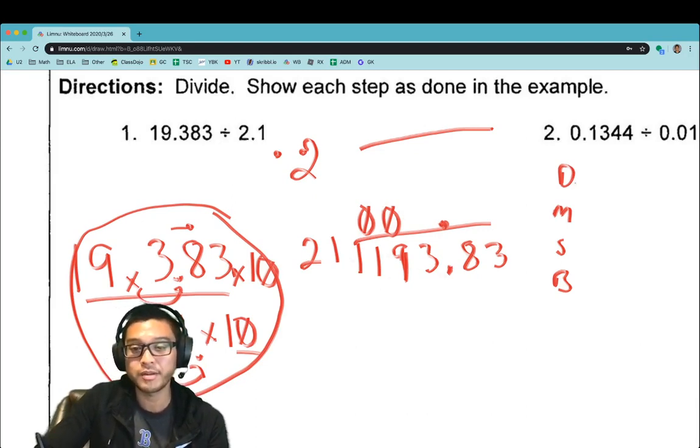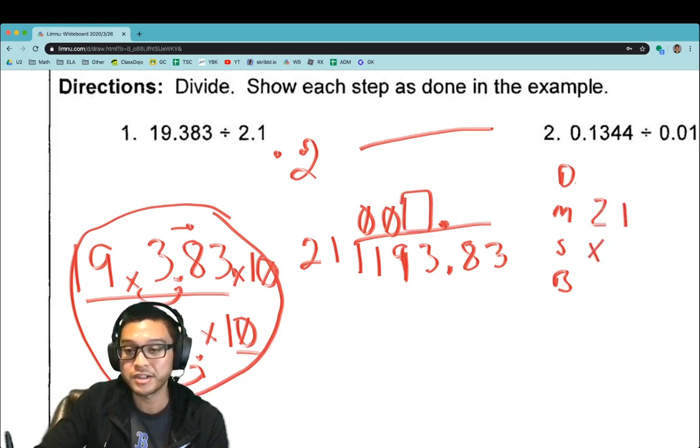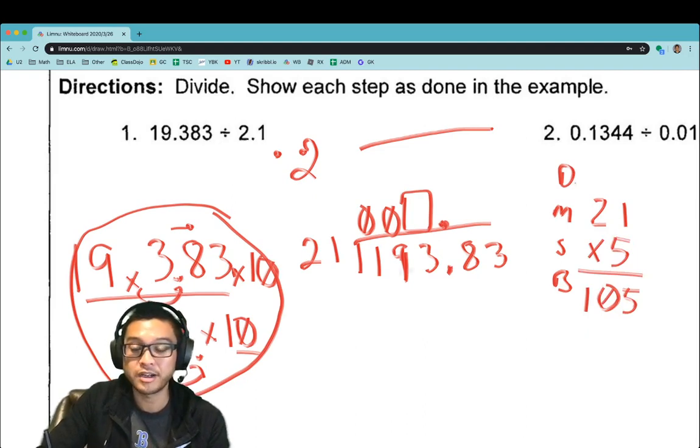Some of you might freeze and go, oh, I don't know my 21s. If you remember from a long time ago, I told you guys, if you're not sure where to start, don't just sit there and cry. Just try something. Try 5. 5 is good because it's right in the middle. So I'm going to try 21 times 5. 21 times 5 is 105. And I can see 105 is much less than 193, so I'm going to need to go higher, like 21 times 6, 21 times 7, 21 times 8, 21 times 9.